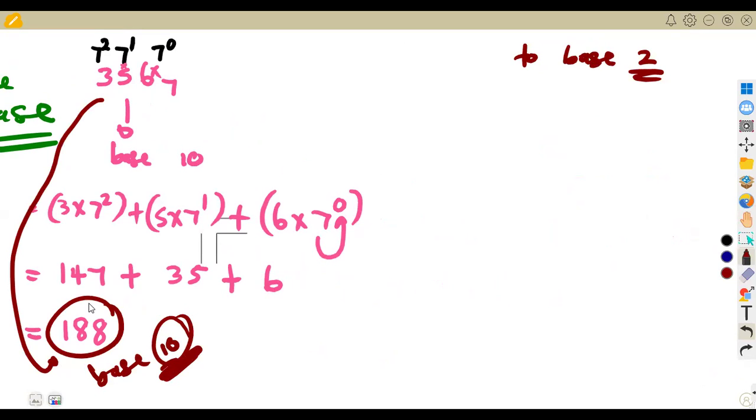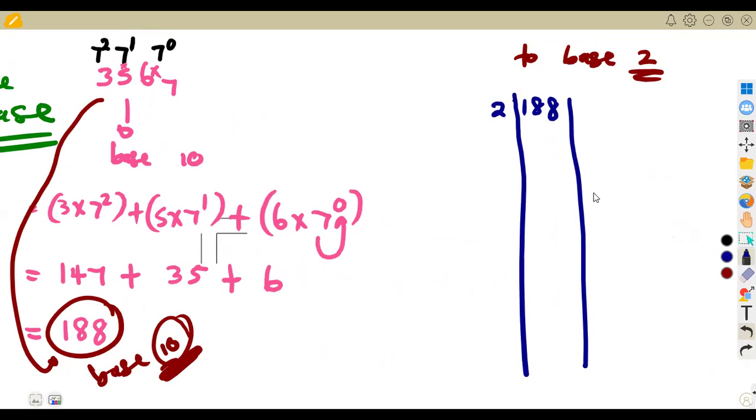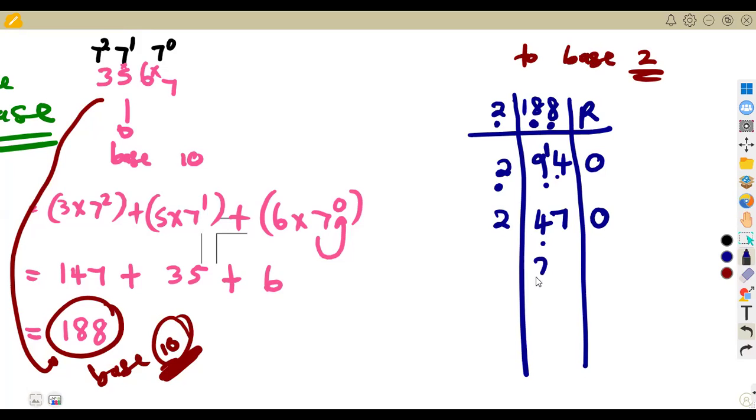How? We divide by the base. So that's where we divide by the base. 188 in base 10 divided by 2, where we want to convert to base 2. So we divide by the base 2. 18 divided by 2, that is 9. 8 divided by 2, which is a 4. Remainder 0. By 2 again, 9 divided by 2, that is a 4. We've got a remainder of 1. 14 divided by 2, that is a 7. Remainder of 0.